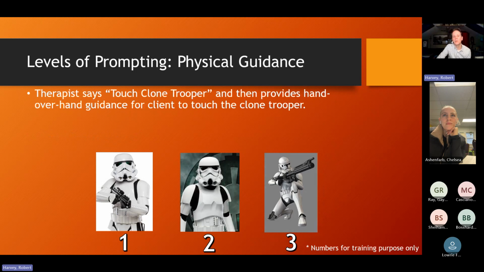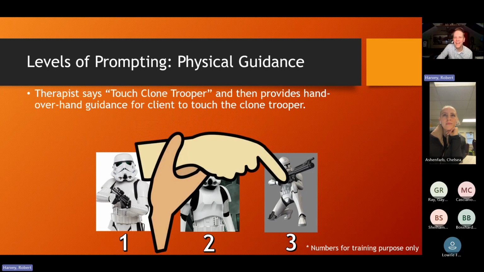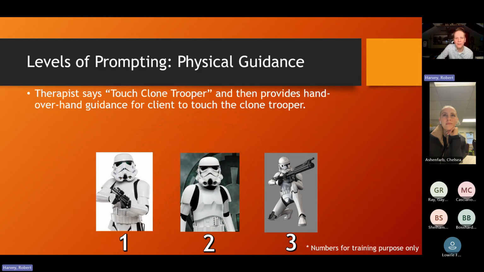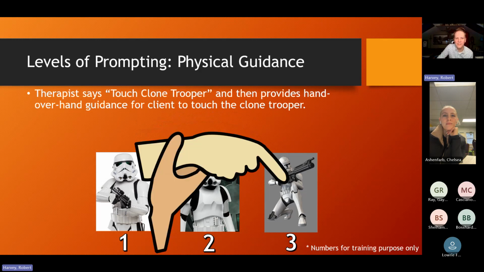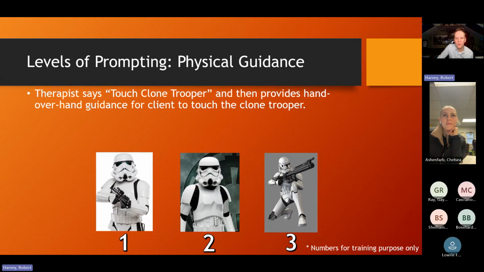Physical guidance is more like hand over hand. So I say touch clone trooper, and my hand guides their hand to touch the clone trooper, right? So you have this kind of physical guidance here where you're guiding them towards a correct answer.